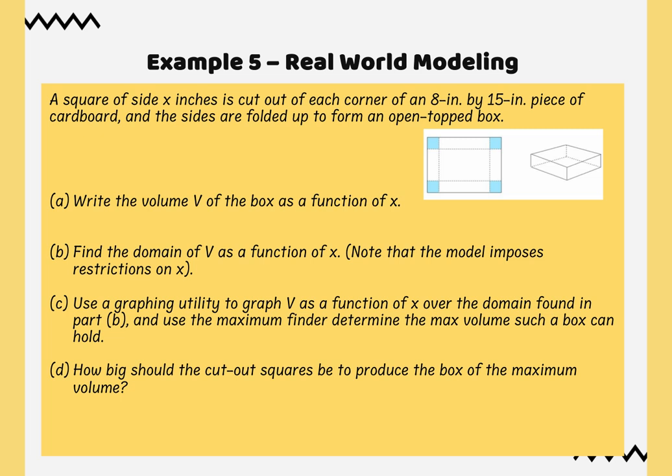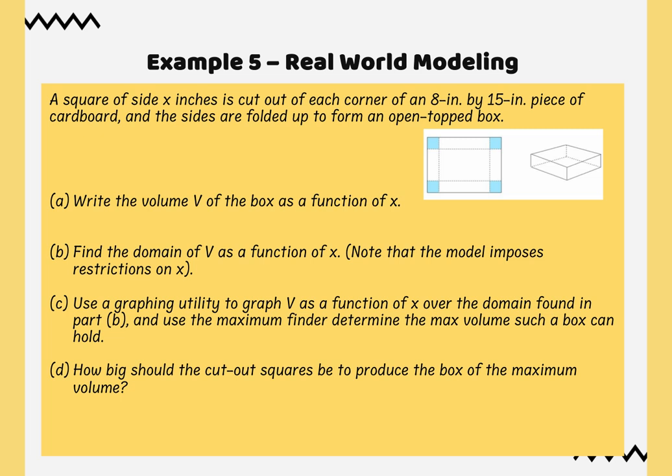All right, so this shows up in a lot of the practice tests at the end of the year too. This is still real world modeling, but now it says a square of side x inches is cut out of each corner of an 8-inch by 15-inch piece of cardboard, and the sides are folded up to form an open-topped box. So think about what this looks like, because on the AP style question, it does not give you the picture. You have to literally visualize what this looks like.